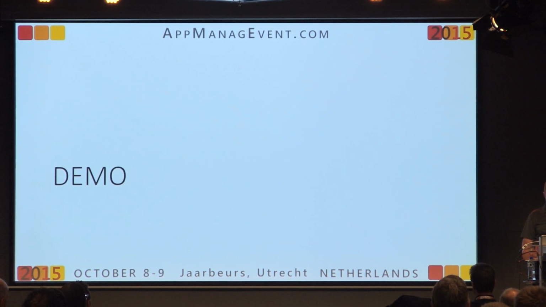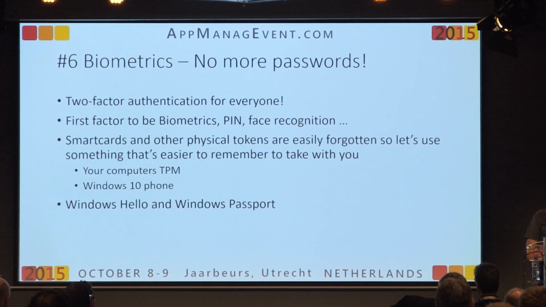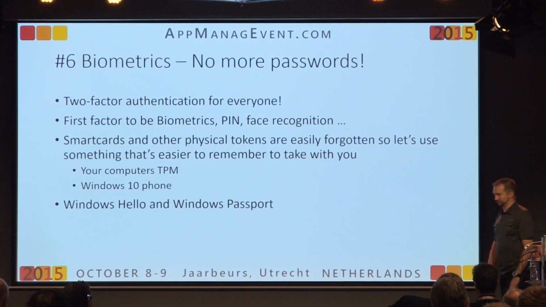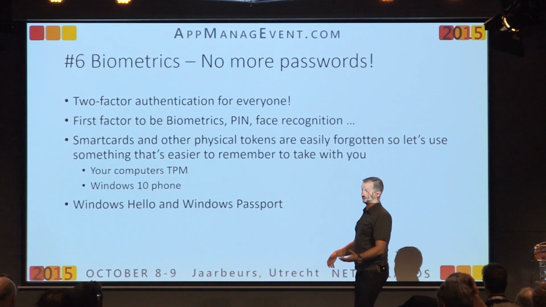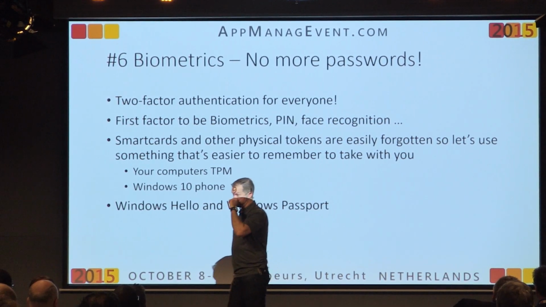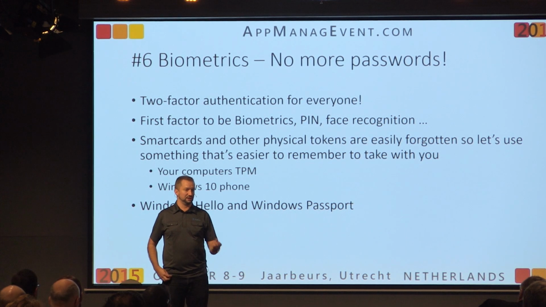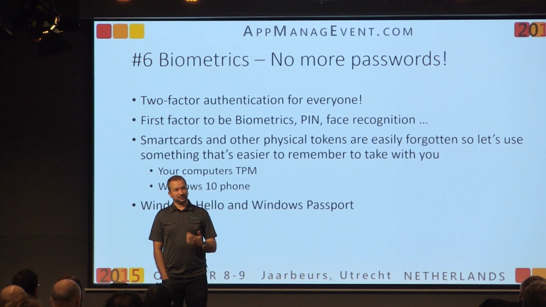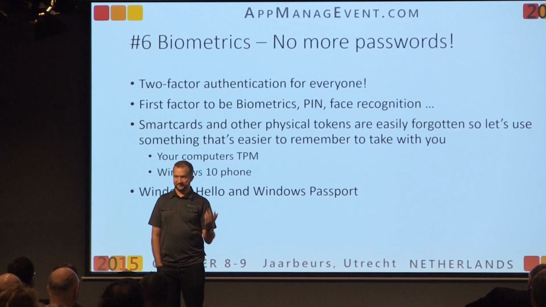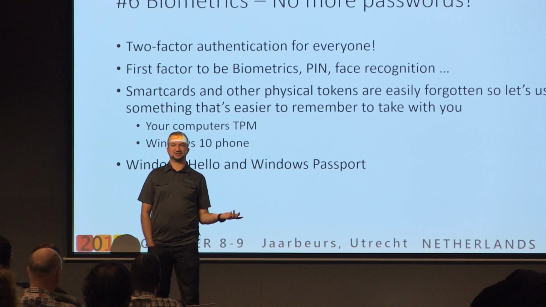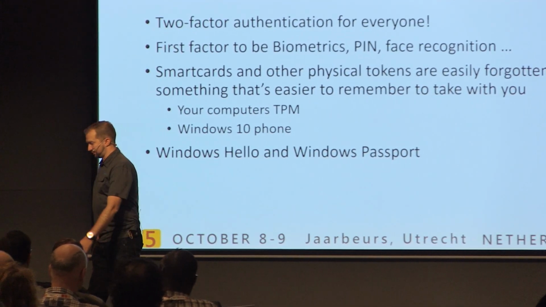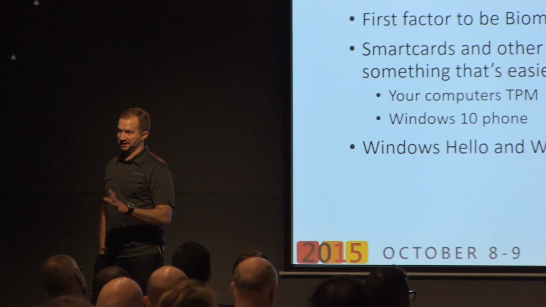Now, I'll show you biometrics. That's the next thing we'll do. This is a really big thing, although it might look a bit ridiculous at first. We need to get rid of passwords. Microsoft joined an alliance called FIDO. The FIDO Alliance tries to make two-factor authentication around the world and on websites easier. And that's what Microsoft's trying to do as well. So we're trying to use two-factor authentication for everyone.